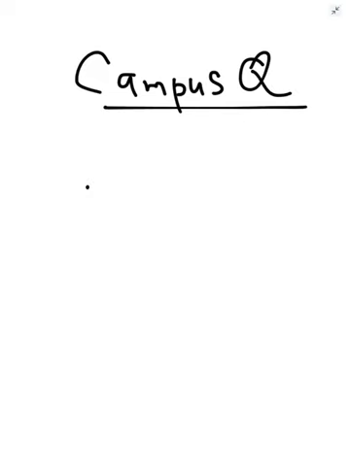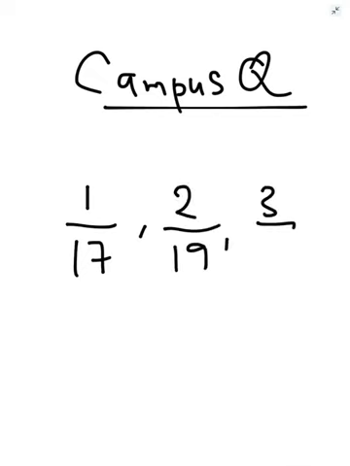I hope now it is clear to you. So now I will take one campus question which appeared in a campus interview in 2017. Here you have to find the HCF and LCM of fractions. The fractions were 1 by 17, 2 by 19 and 3 by 23.